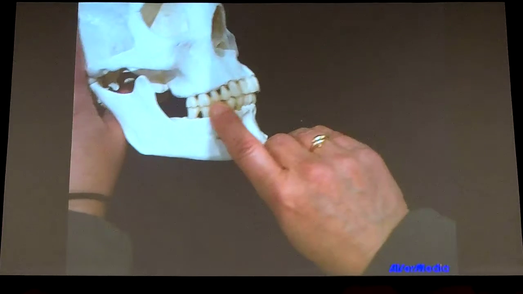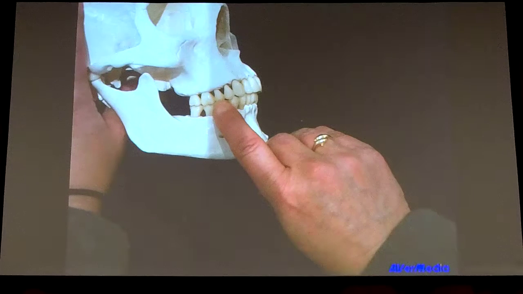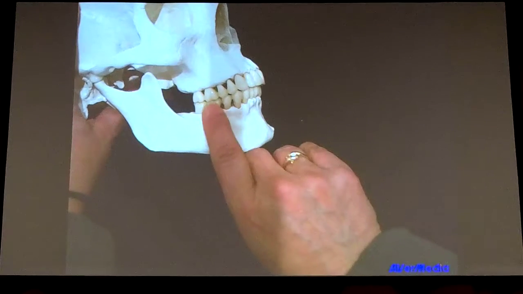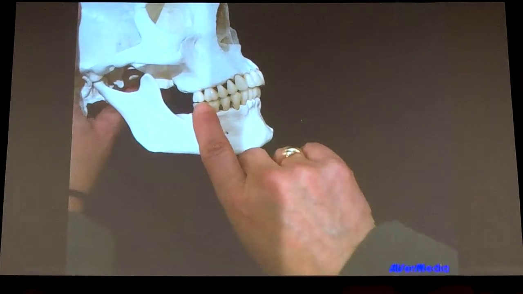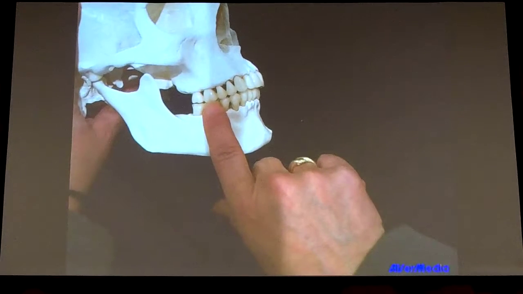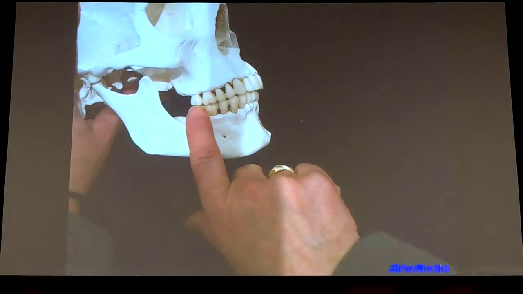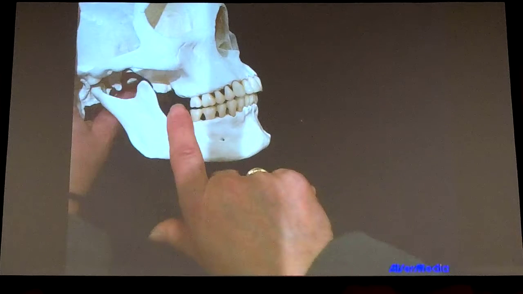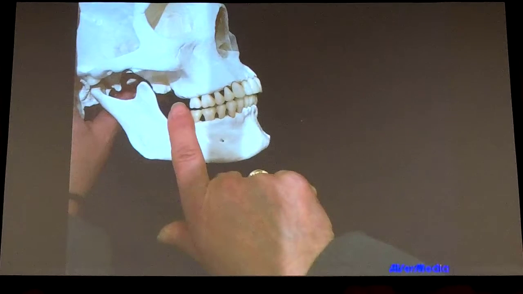And then we have the ones that really tell us how old we are. And those are the molars. These are the big grinding teeth in the very back of the skull. So we have the first molar, and then a second molar, and in some people, a third molar. But it depends on your age.